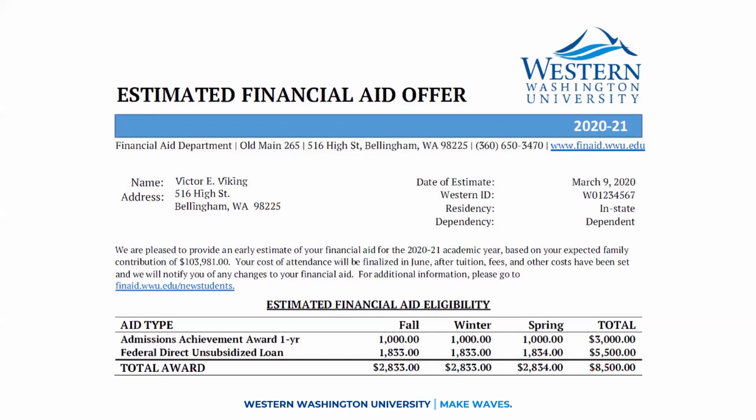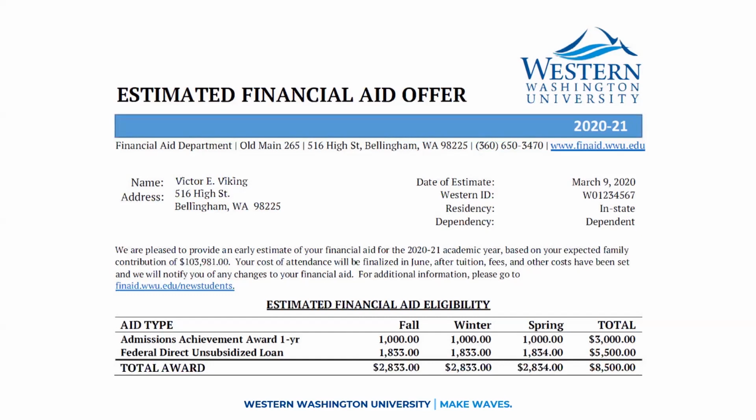And also in there, we wanted to include an example of a student who received an admissions scholarship. So you can also see that admissions achievement award for 1 year, again, split evenly between fall, winter, and spring quarters. Generally, most scholarships, as I understand, are 1 year. There are a couple that may span more than 1 year, and they would usually be indicated in there.